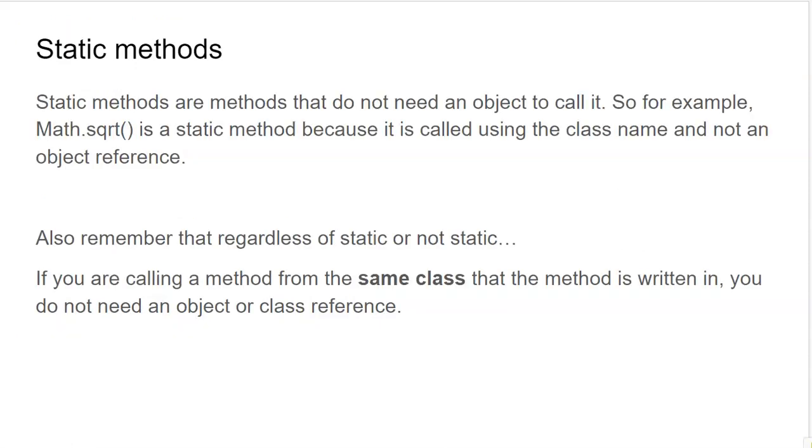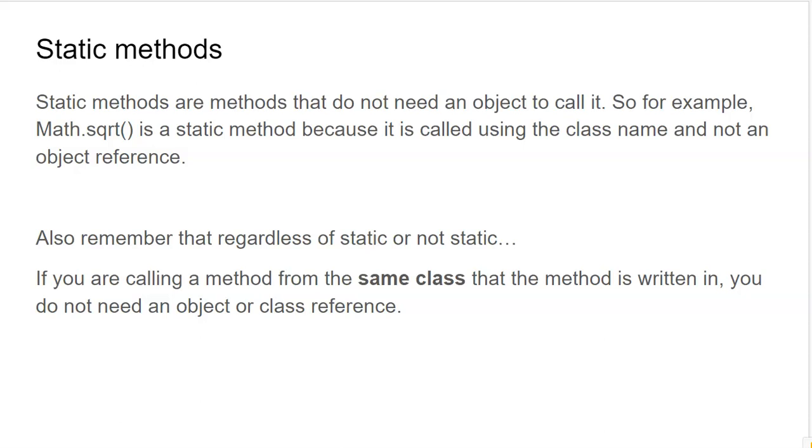All right, next we're going to talk about static methods. We've already kind of talked about static methods throughout the year. Static methods are methods that do not need an object to call them. For example, Math.squareRoot is a static method because it's called using the class name and not the object reference. If you're taking the square root of 20, you don't have to make a square root object or a Math object before taking the square root of 20.